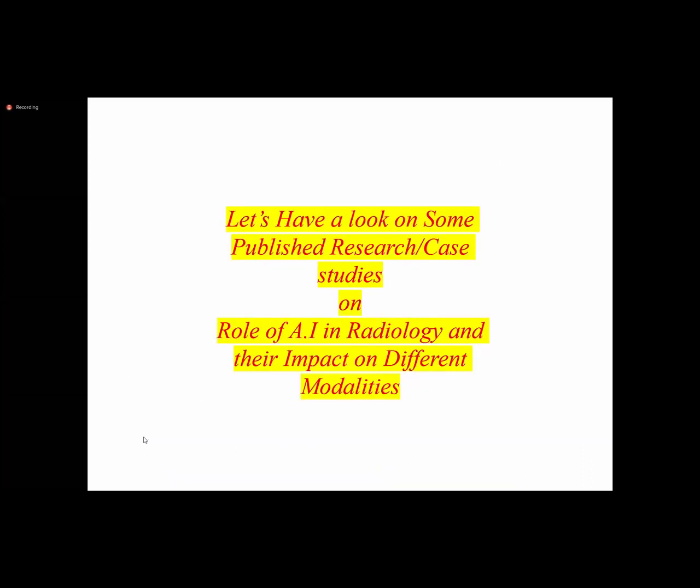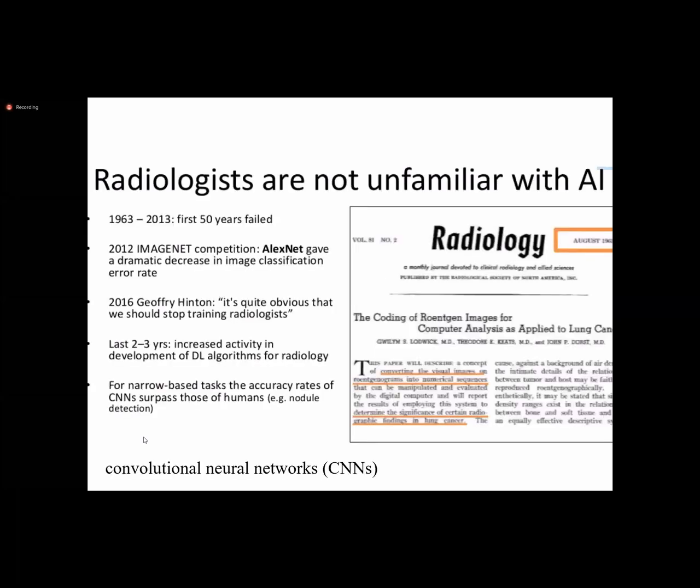So there are some examples of research papers which I found, giving the past, present, and future image of our AI. In 1963 there was the first, and in 2013 the first failure of 50 years of AI. After 2012, the computation of AlexNet gave a dramatic decrease in the image classification error. And after 2016, they stopped the training of radiologists. But in the last 2 to 3 years, we can say from now onwards, 5 to 6 years, the DL algorithm has changed everything completely.